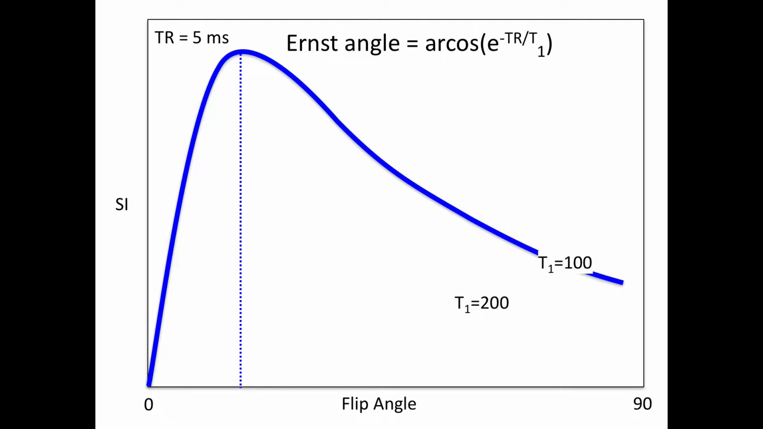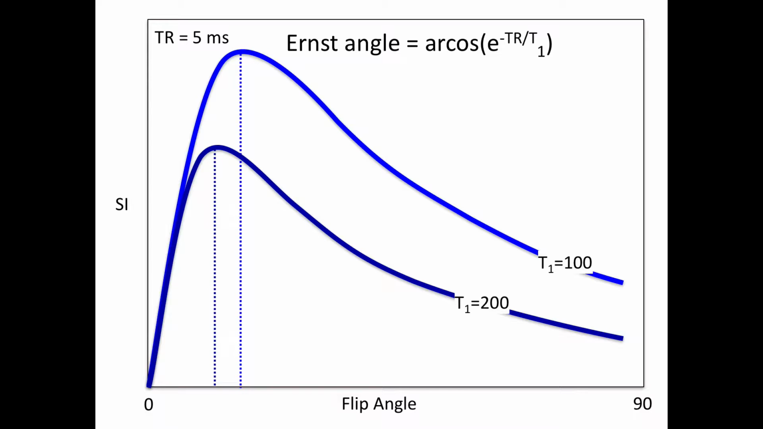Now what about if we have a different tissue? A tissue with a T1 of 200, like maybe the surrounding adipose tissue. For the surrounding adipose tissue, notice that we also have a peak. This peak is a little bit lower. This peak might be, I don't know, 8 degrees. And notice also that its peak is lower. So all other things being equal, a tissue with greater T1, with slower T1 recovery, will have lower signal.